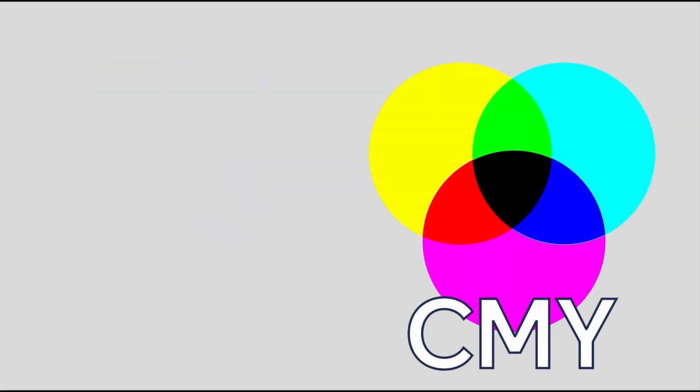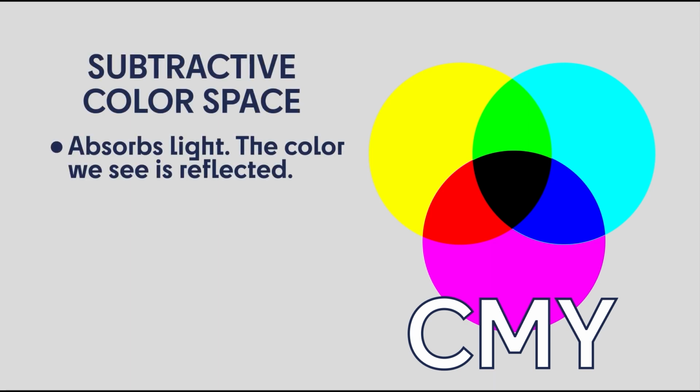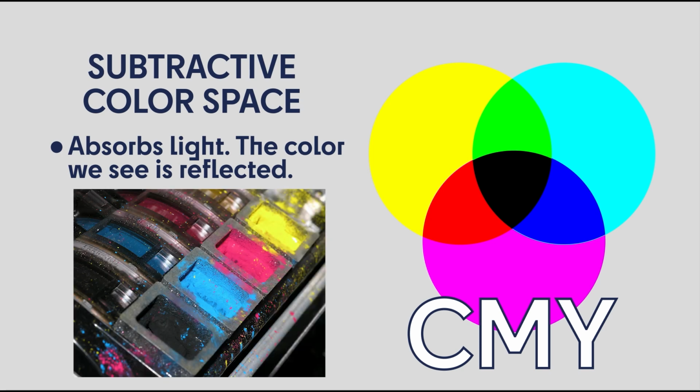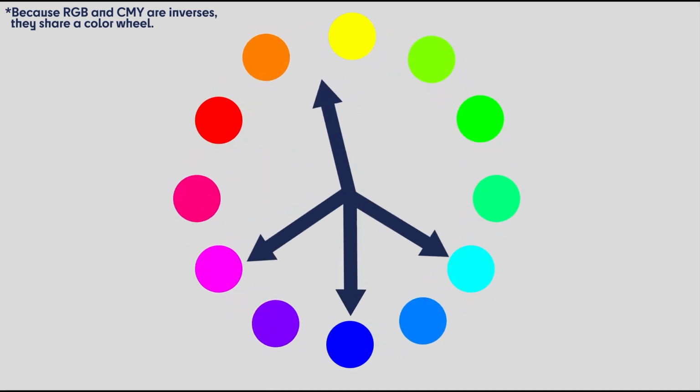CMY, on the other hand, is a subtractive color space, which means that it creates color by absorbing light. It's the color space used for printing and other non-digital art media, and if you mix all three primaries of this color space, you get black, because all the light is being absorbed and none of it is being bounced to your eyes. The same principles we discussed earlier about warm colors, cool colors, complementary colors, and color palettes also apply to these color spaces.